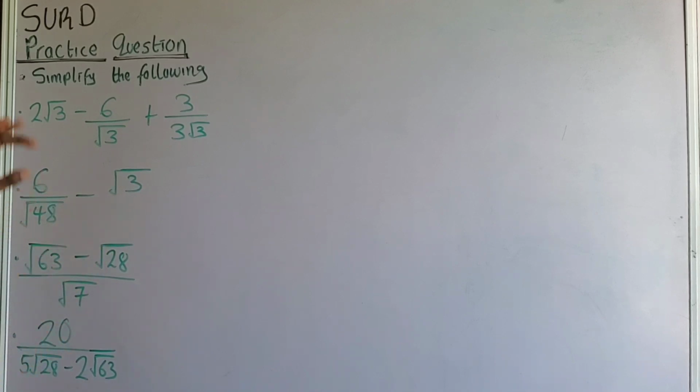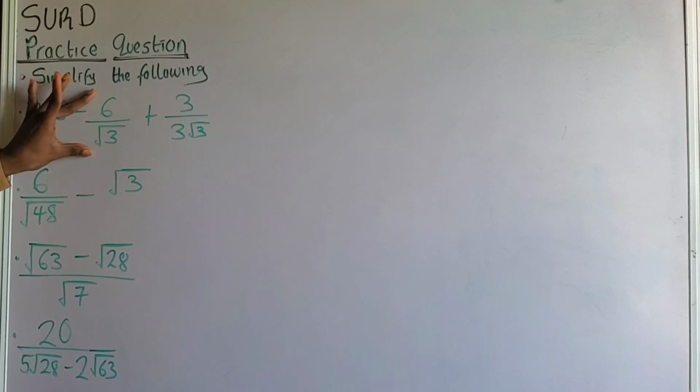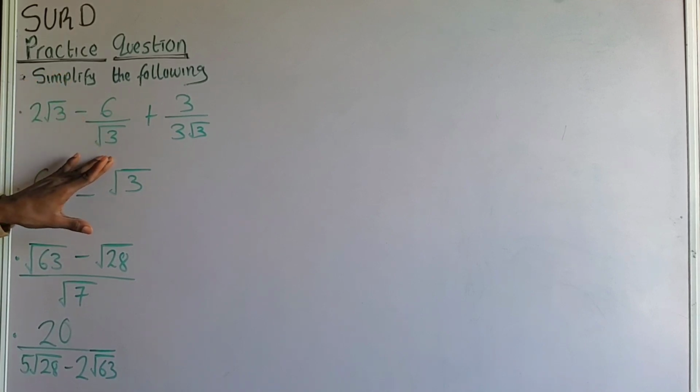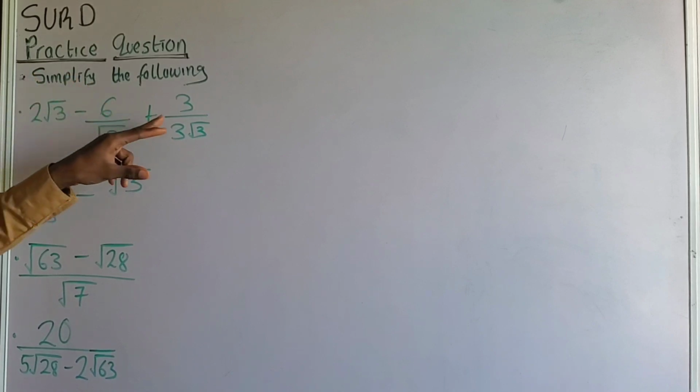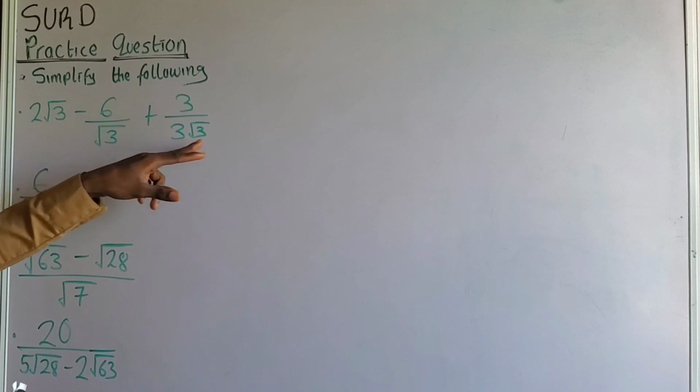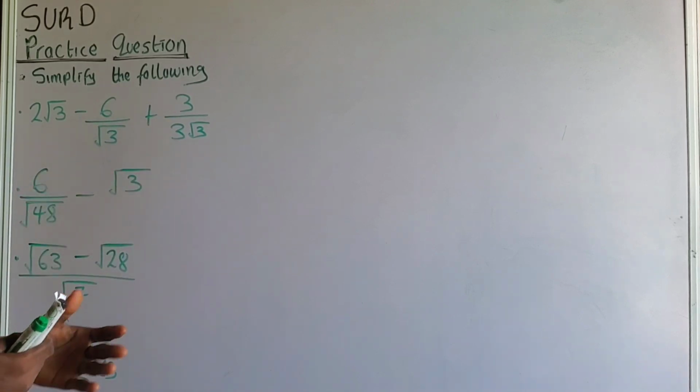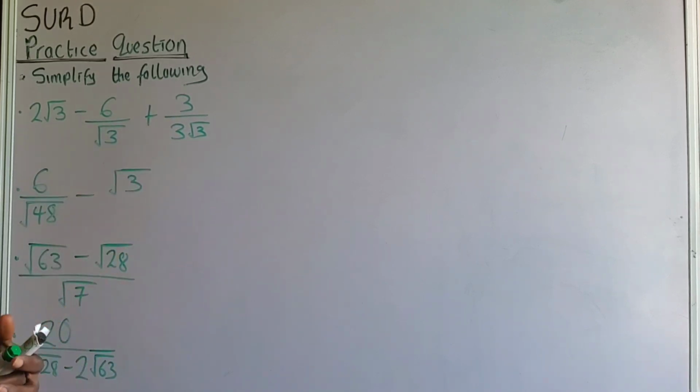For example, 2 root 3 is not a fraction, but the second term that we have here, 6 over root 3, is a fraction, and root 3 is the irrational part of this fraction. So we need to rationalize this. Also, this 3 over root 3 contains an irrational part in the denominator. So before we can do anything, we have to rationalize it.